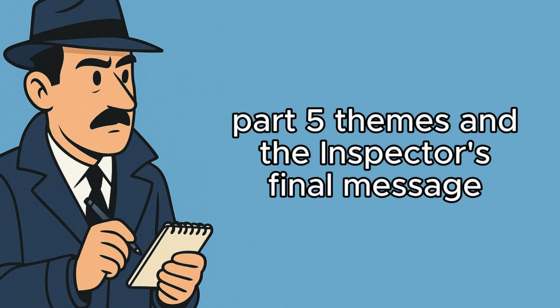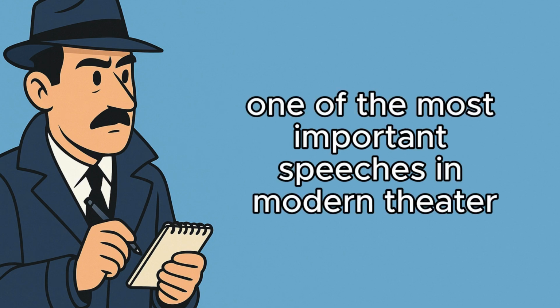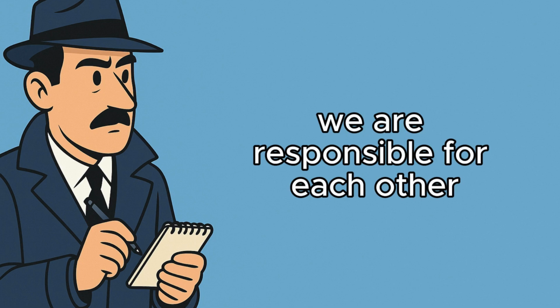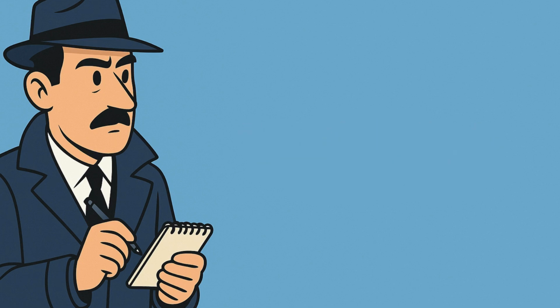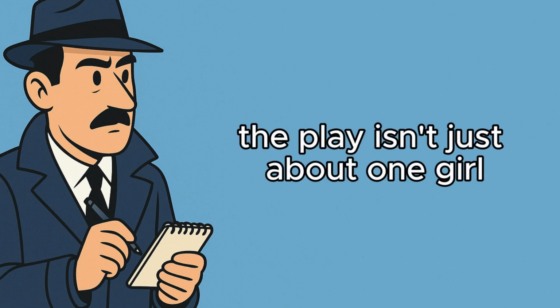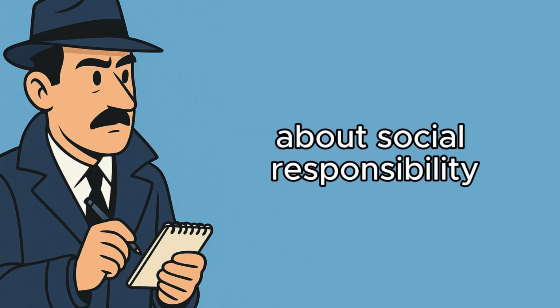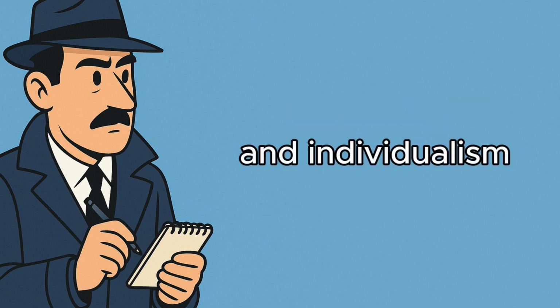Part 5. Themes and the inspector's final message. The inspector delivers one of the most important speeches in modern theatre when he says, "We are members of one body. We are responsible for each other." This is Priestley's entire message. The play isn't just about one girl. It's about how the powerful treat the powerless, about social responsibility. It's a direct challenge to capitalistic thinking and individualism.